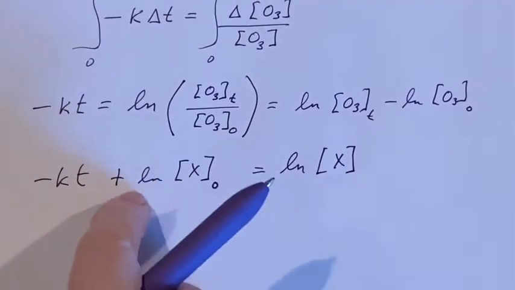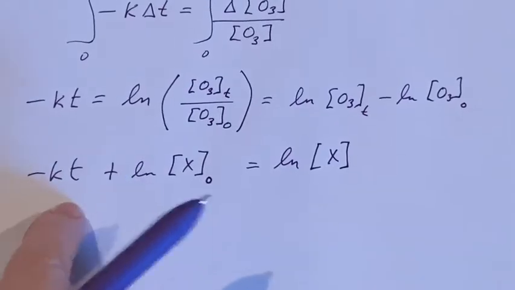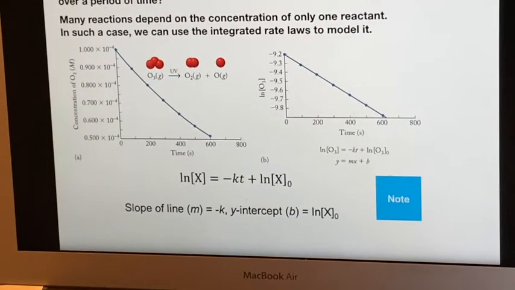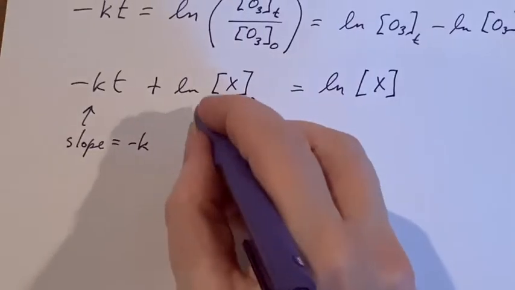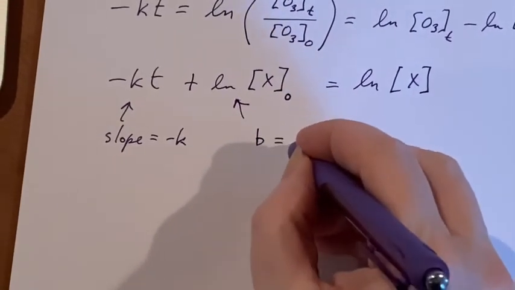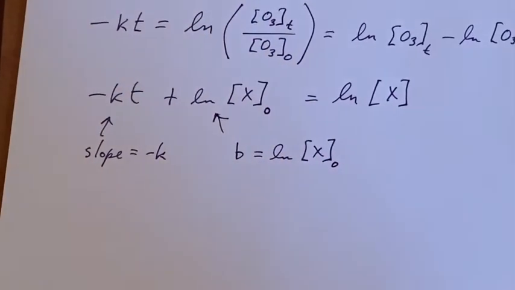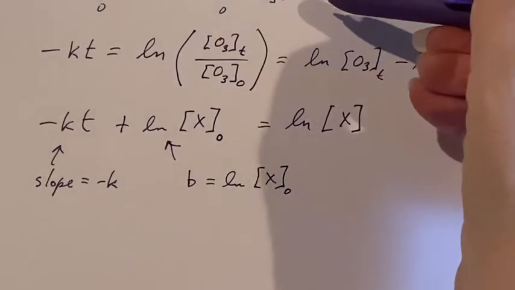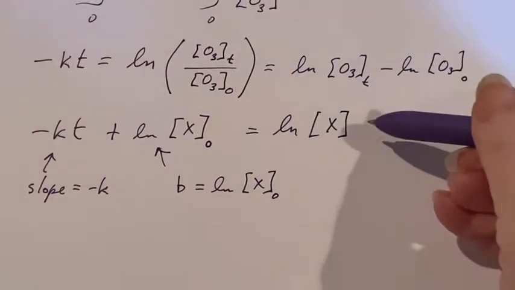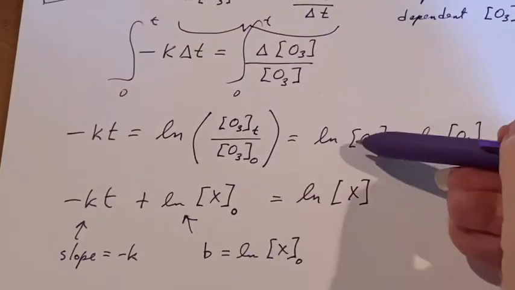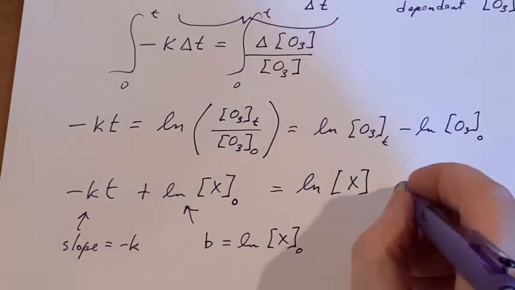I could start with the original and see that it's going to reduce. And you can see then that it would generate a line where this would be the slope and the y-intercept, in other words, b, would be the natural log of the reactant at time 0. So this is the sort of thing they do in order to develop these integrated rate laws. I just wanted to show you how one was done. The important thing is knowing what to do with that.